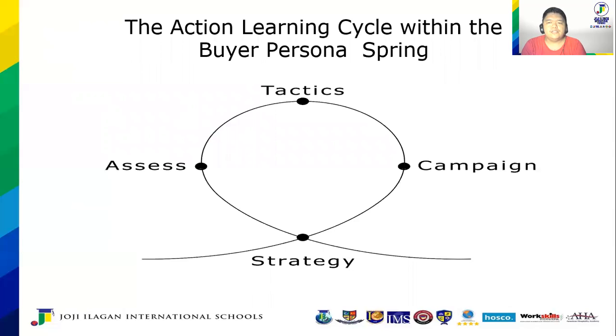So in connection with the buyer persona sprint, you start with your strategy, then you implement your campaign, then develop your tactics, then assess. It's basically the same flow, no? Then you always go back to the strategy until you reach your goals.